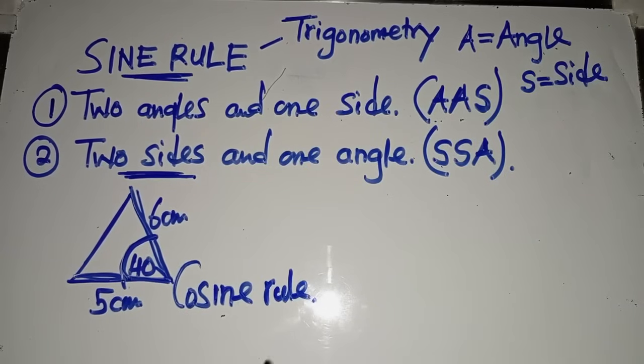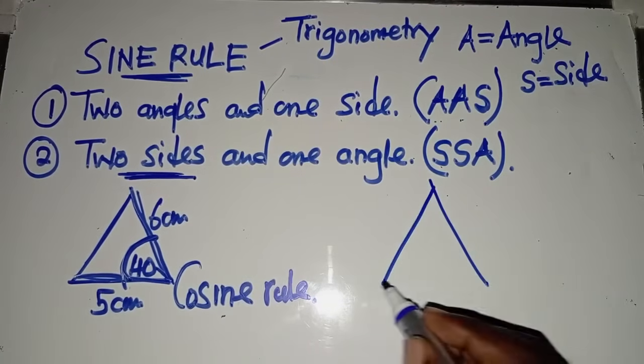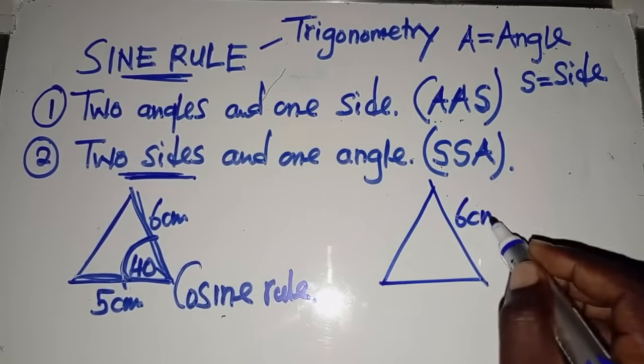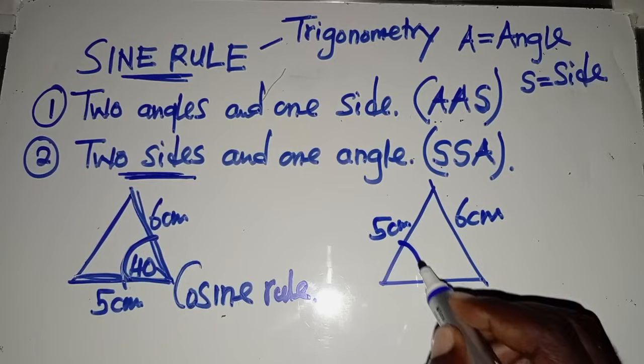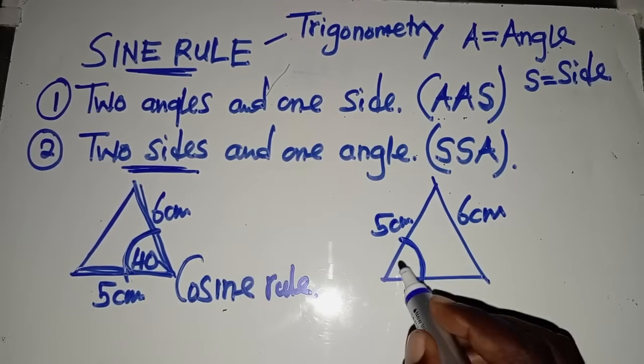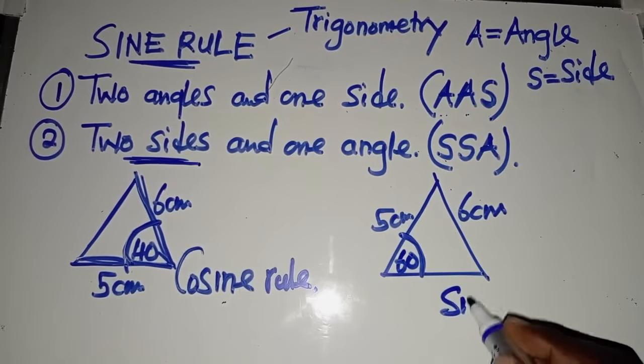This is what we've been doing the past few days. But what I mean by two sides and one angle is, you are given a side here, 6 centimeters, and 5 centimeters there, then an angle is given there, maybe 60 degrees. So here you are supposed to use what?